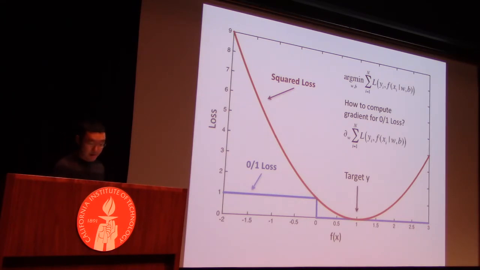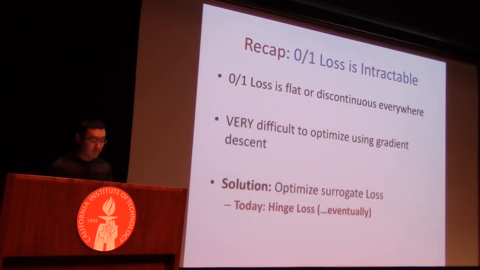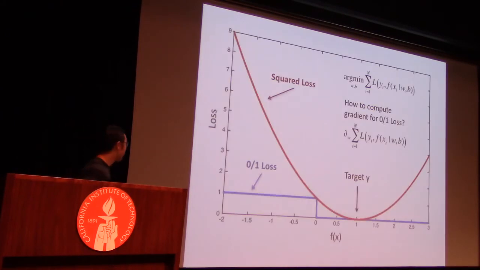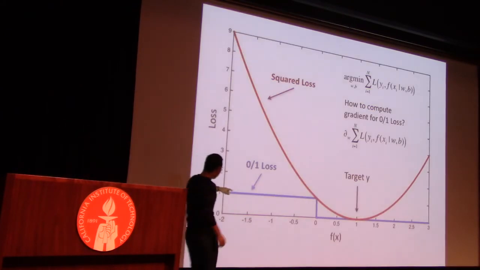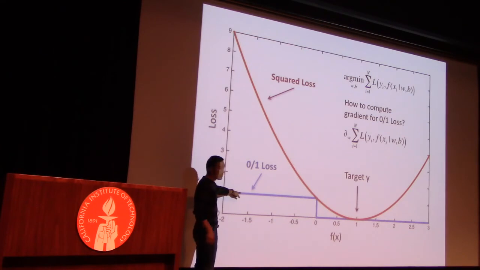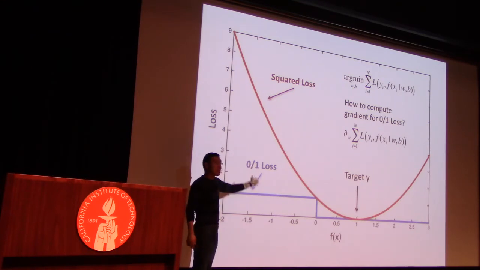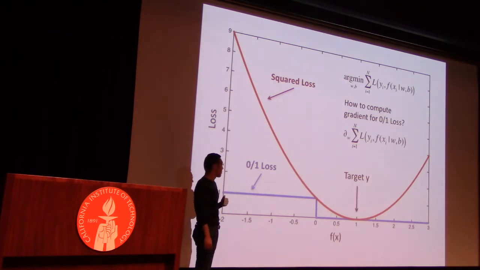But of course, 0-1 loss is intractable. It's flat or discontinuous everywhere. If you look at this function, as we talked about before, if you're right here and you're doing, let's say, gradient descent, you look at the slope of this line and it's flat. You don't know if you go this way or this way, whether or not it's going to improve the loss function. Whereas squared loss always gives you a slope that tends towards the prediction that gives you the lowest loss.